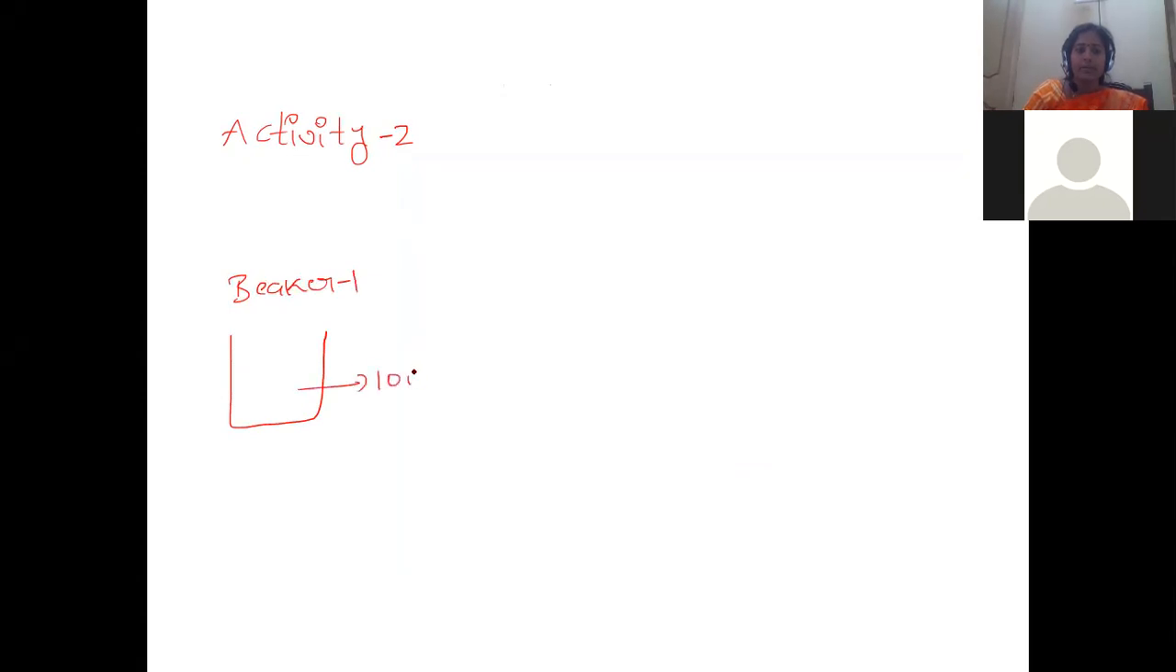Right. So this is activity 2. In order to explain this activity 2, we are taking two beakers. Beaker 1 is added with 100 ml water first. To this 100 ml water, we are adding sodium sulfate. Sodium sulfate dissolved in this. It is easily soluble in water because it is a water soluble substance.